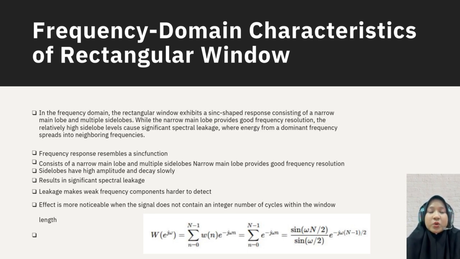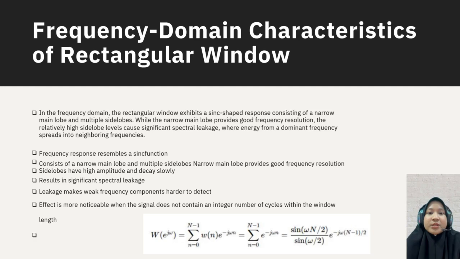However, the rectangular window also has a relatively high side lobe level. This side lobe decays slowly, allowing energy from a dominant frequency to spread into neighboring frequencies. This phenomenon is known as spectral leakage. Due to this leakage, weak frequency components become harder to detect, especially when they are close to stronger frequency components.